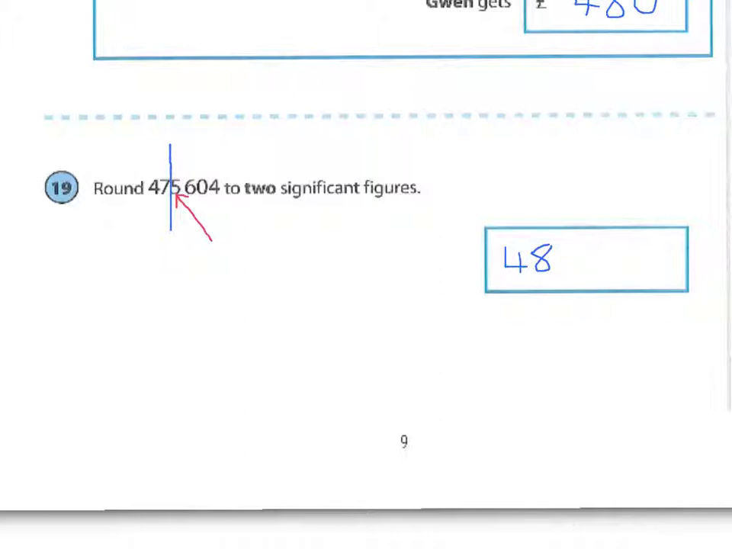Now, what we must then do is replace each of the other digits with a 0. And we will have as our answer 480,000.